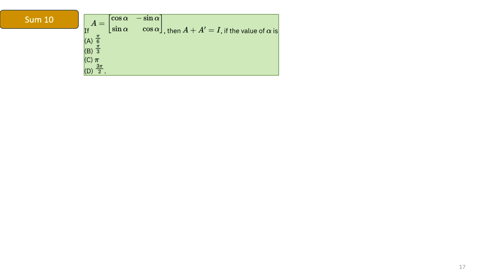Sum number 10. If A is a 2 by 2 matrix with elements cosine alpha, minus sine alpha, and cosine alpha, and A plus A transpose is equal to I, then find the value of alpha. Solution.